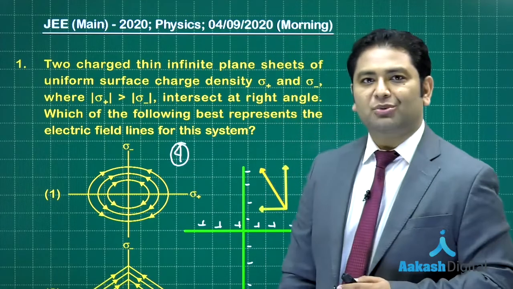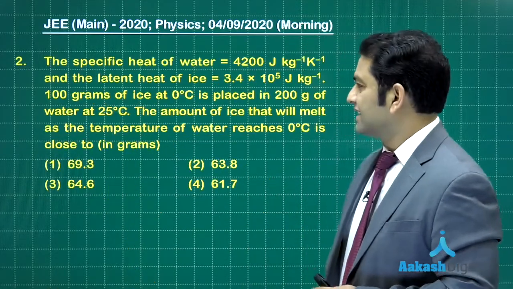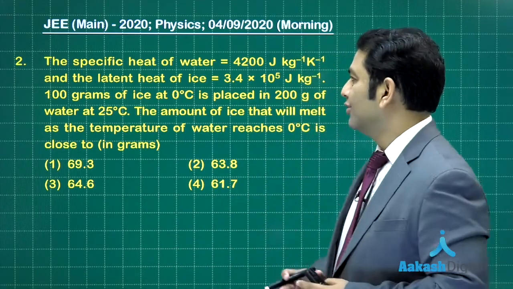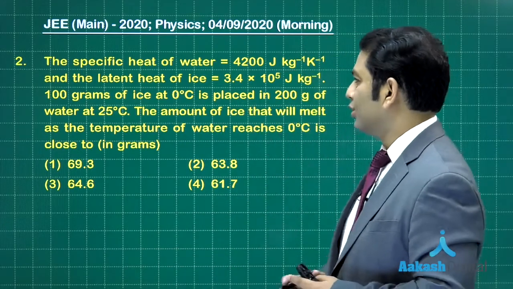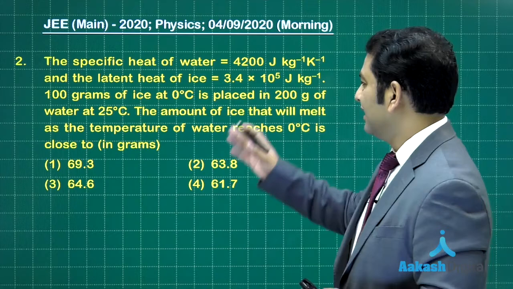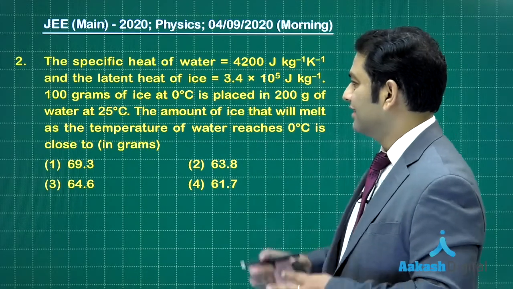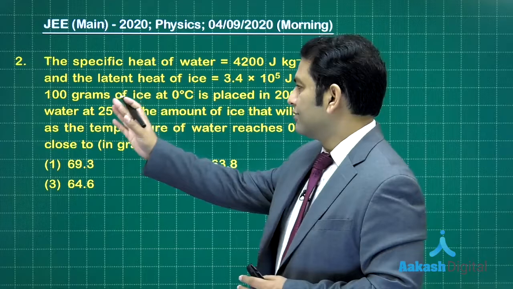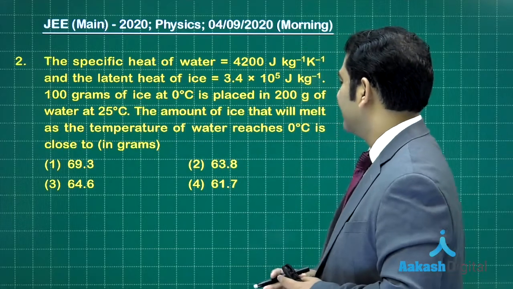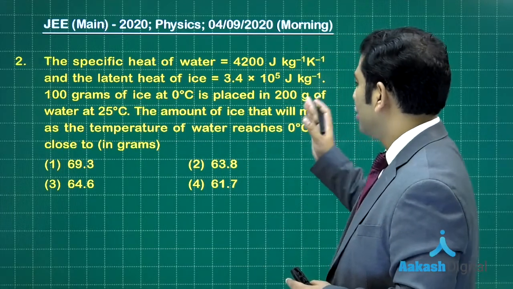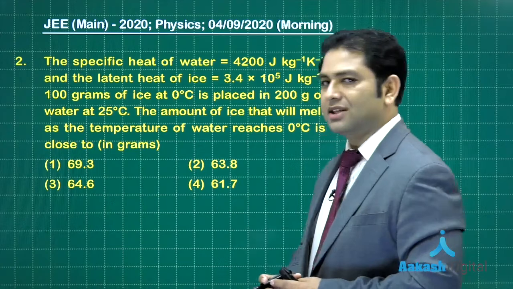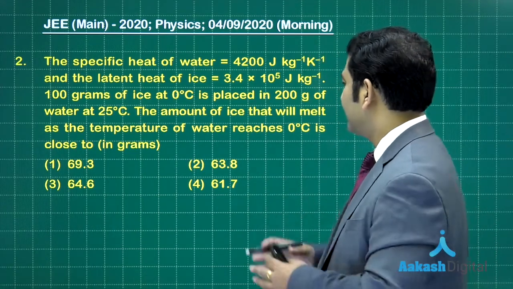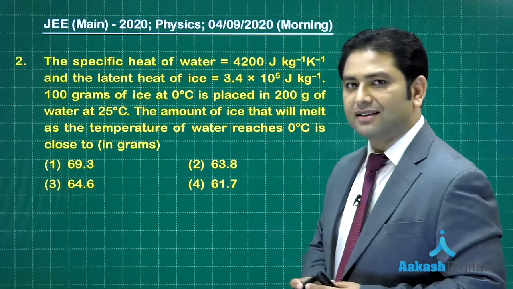Let's go to the second question. The second question is from calorimetry, and have a look. What does it say? The specific heat of water has been given. The latent heat of fusion of ice, that also has been given. We have a mixture having 100 gram ice at 0 degree, and that is placed with 200 gram water at 25 degree. And based on this, we need to calculate the amount of ice that will melt.